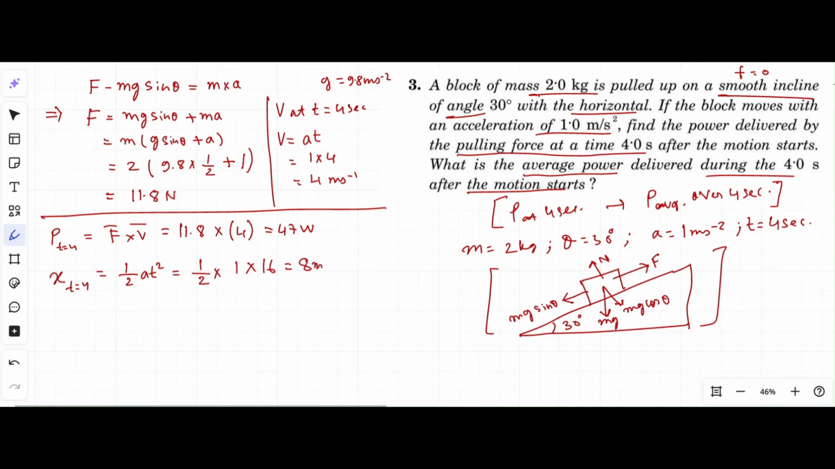Now work done at time t equals to 4 is F bar into distance traveled. So here F bar is 11.8. The force has remained constant. And 8 meter it has traveled. So it comes to approximately 94.4 joule.